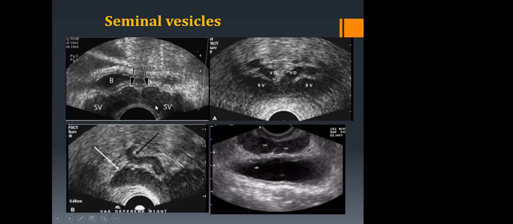So this is the normal appearance, and it is posterior to the bladder, I mean to the prostate, superior. And this is the normal appearance transrectally. The good thing with transrectal is we are able to see the vasa deferens, how they come into the seminal vesicles. This is the beauty of transrectal. This is the same image demonstrating the seminal vesicles and our vasa deferens as they go into the seminal vesicles.